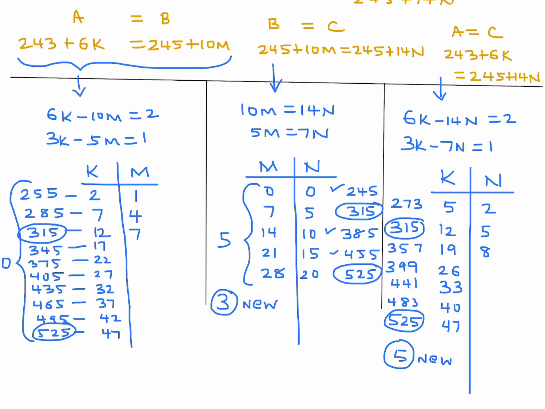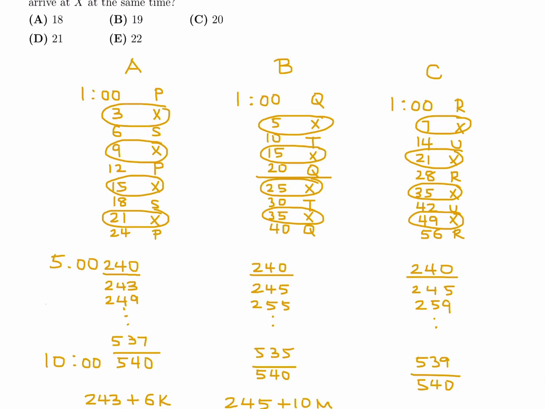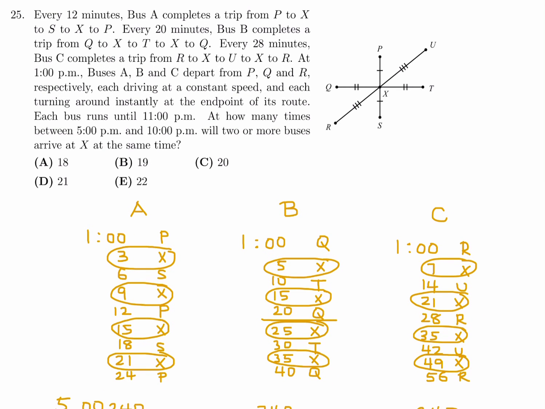All right, so now I'm ready to add my total. 10, 3, and 5. So that is 18. So 18 times those buses will meet, and therefore number 25, the answer is A.